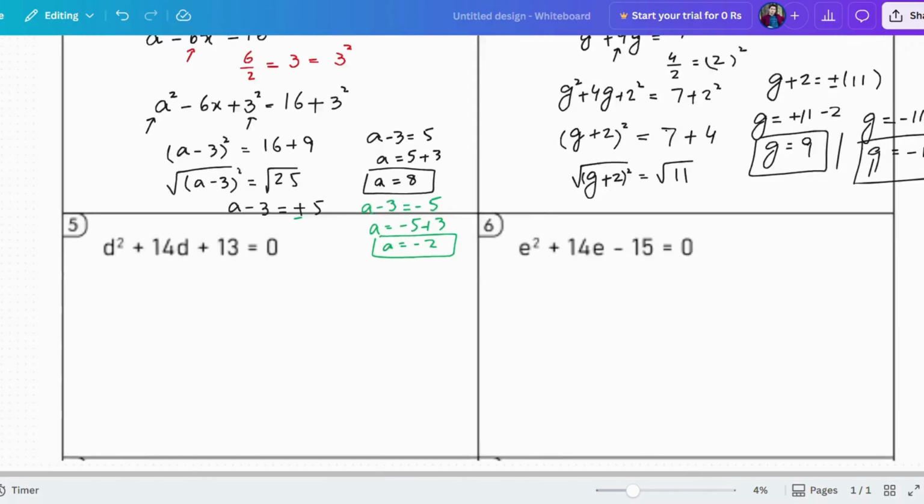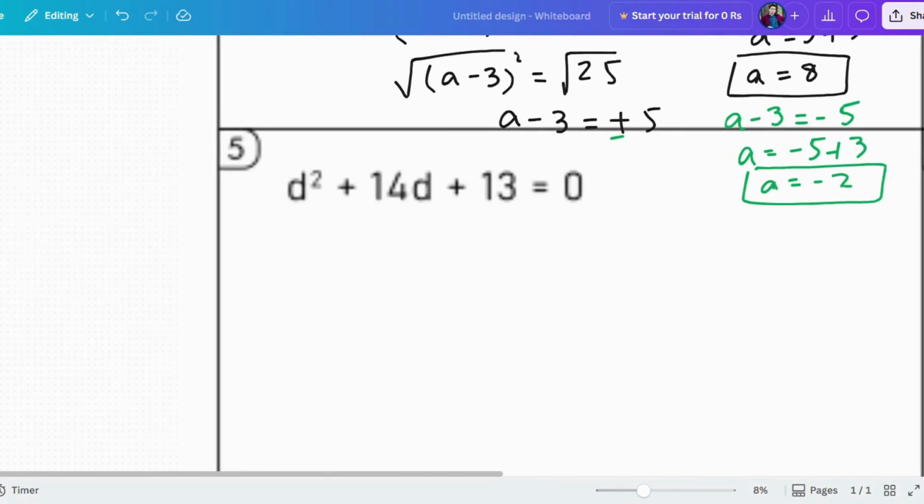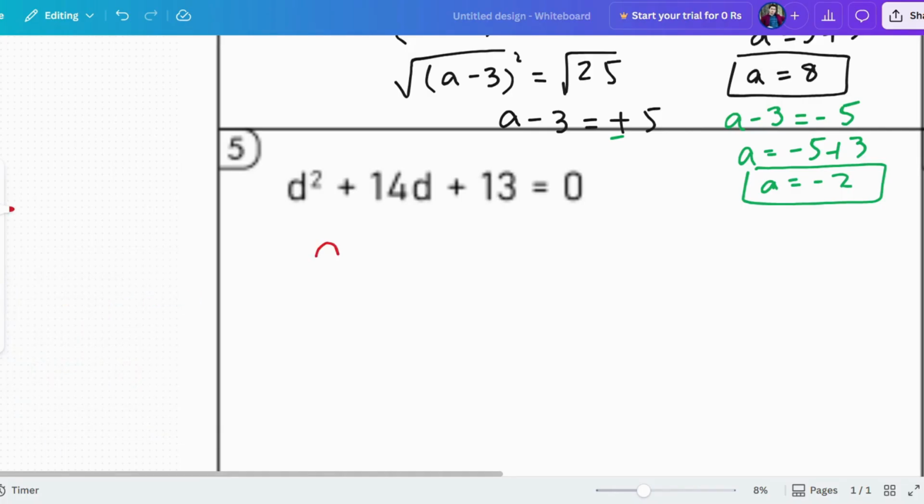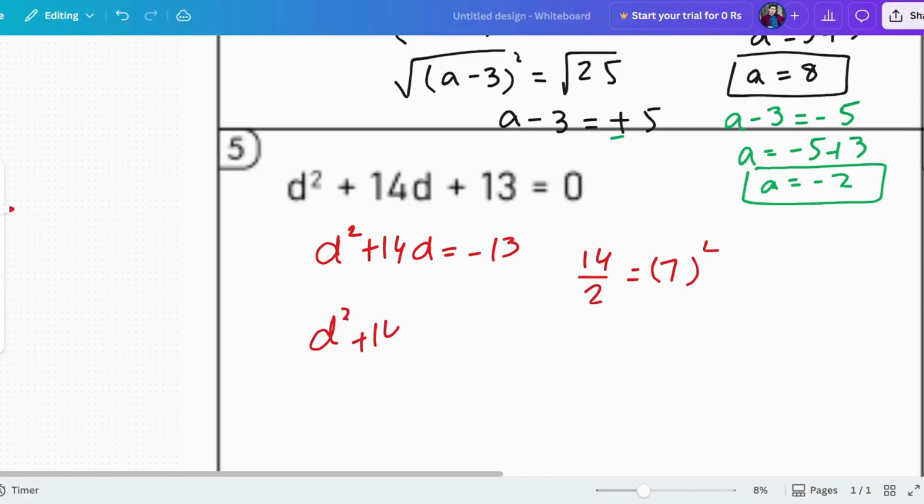Let's just move towards the fifth question real quick. So for this one, I will be performing the same exact operation again. Simply, I will move 13 to the other side. Plus 14d equals to negative 13. I will take this 14 and divide it by the 2, which is 7. And then I will square it, okay? So d square plus 14d plus 7 square equals to minus 13 plus 7 square.